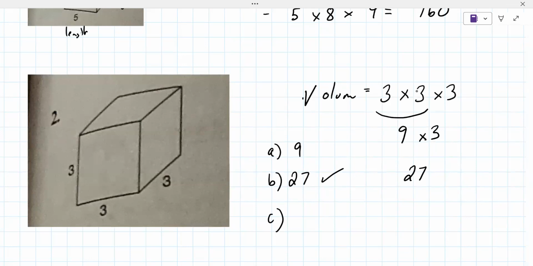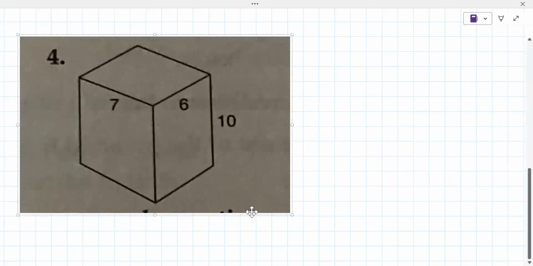It's always good to write the formula down. It gives you a baseline of what you're doing. All right, so number 4. Again, if you could just calculate the volume for us, please.